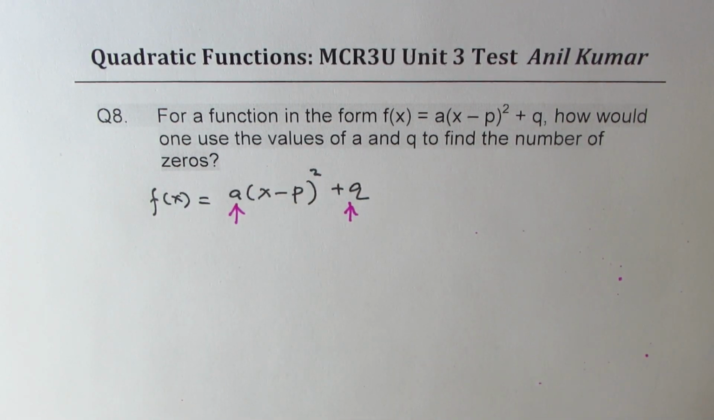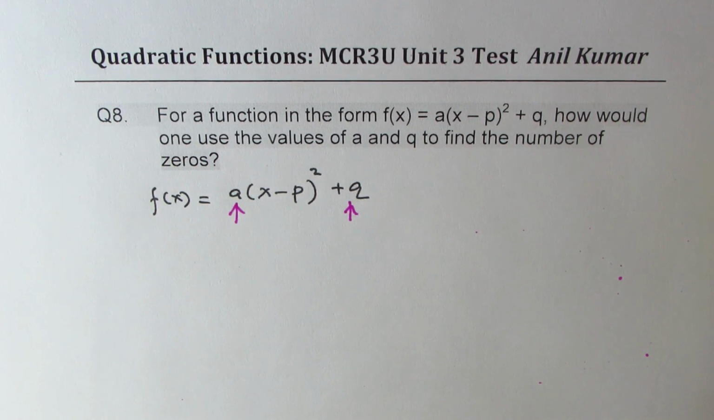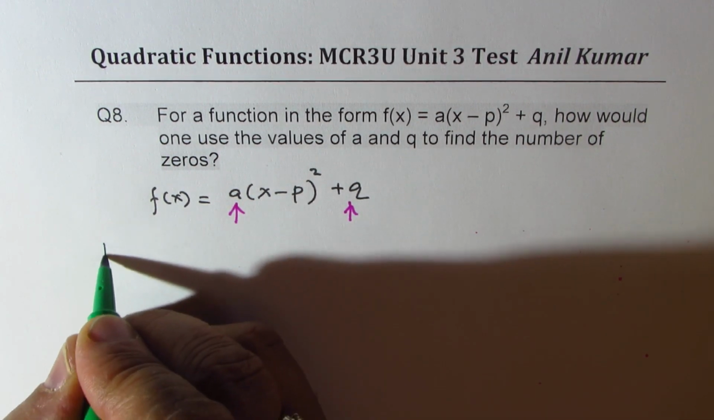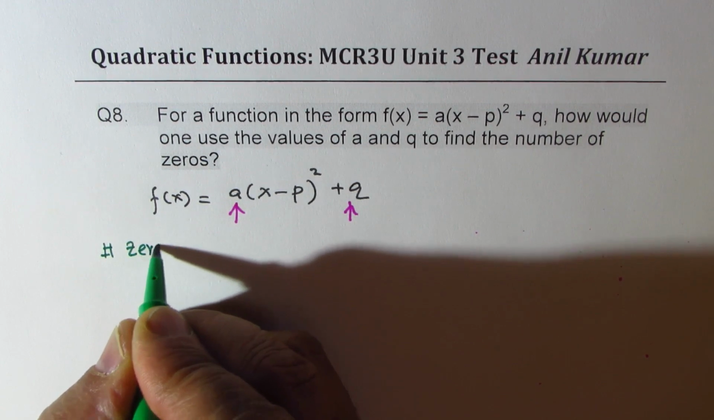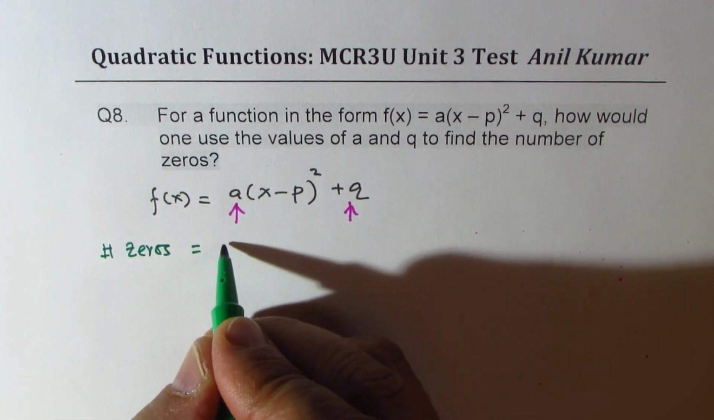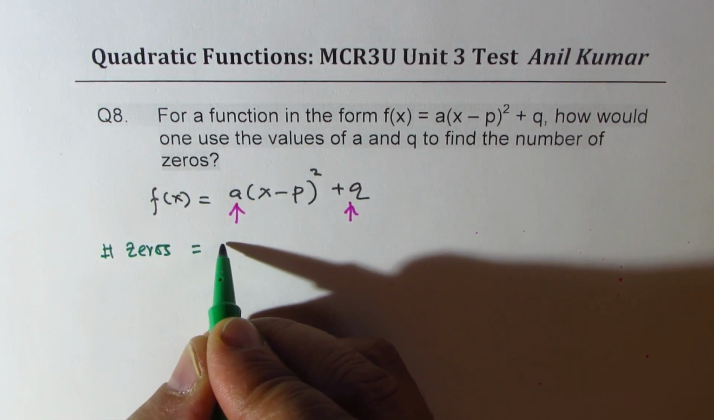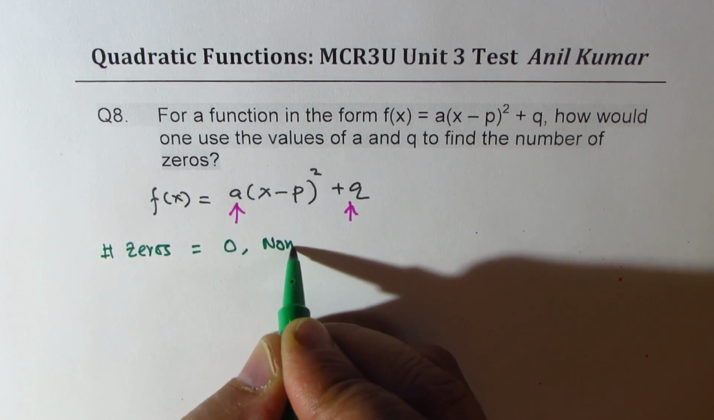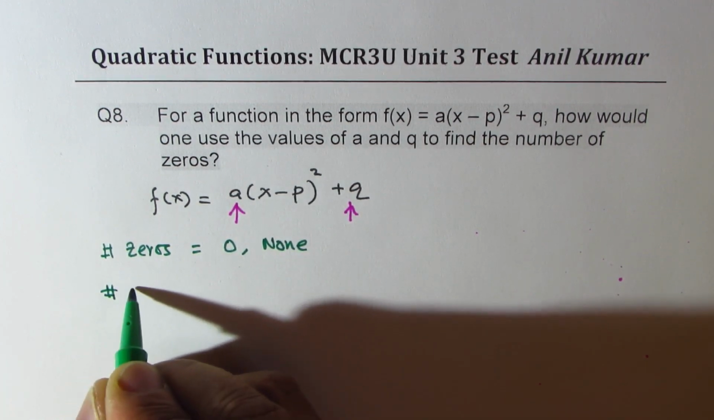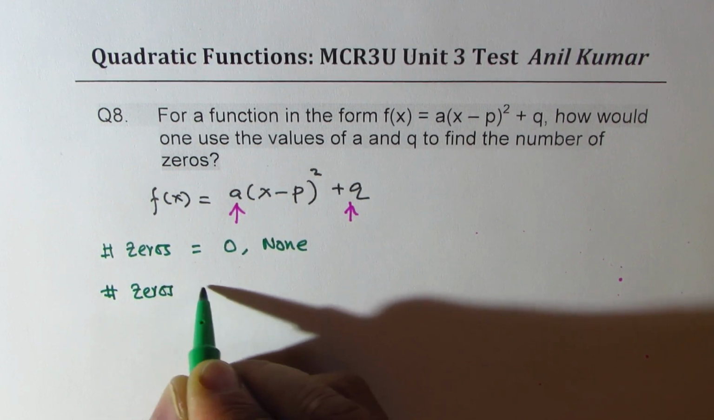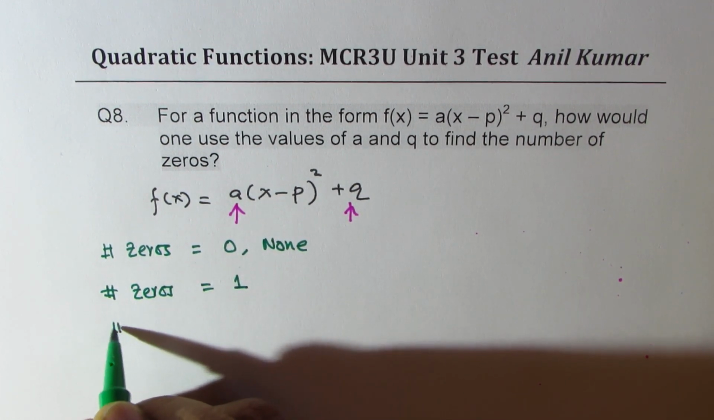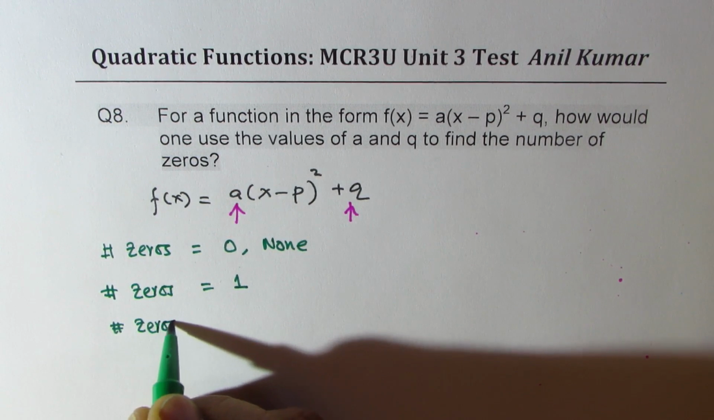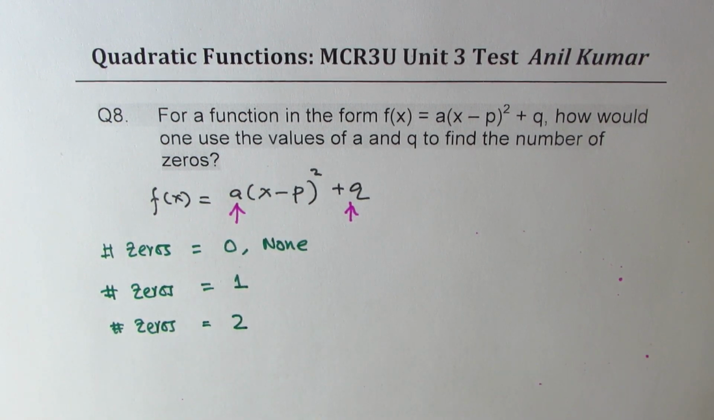Correct? So as you know, the number of zeros could be how many? We could have number of zeros equal to none, so we say 0 or none. We could have number of zeros equal to 1, or we could have number of zeros equal to 2. So there are three conditions. Now how do we find from A and Q all the three conditions?